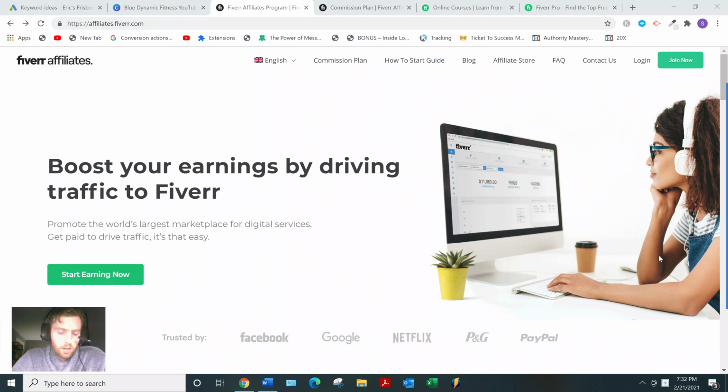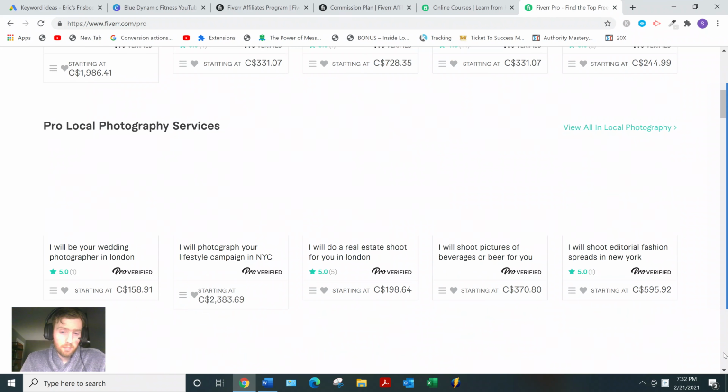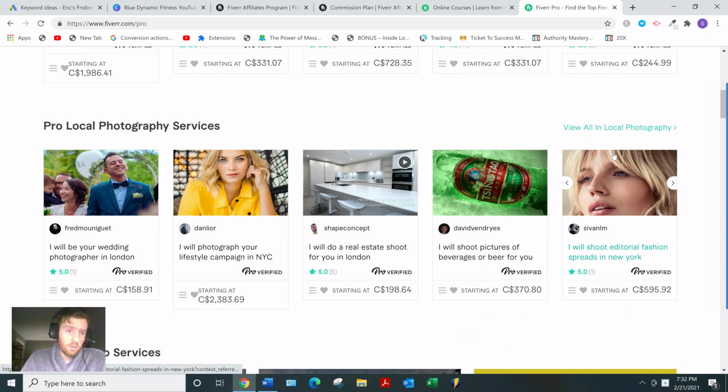Fiverr Pro, it's an upgrade to the standard service. So people basically charge higher prices and it's higher end work. So this is what Fiverr Pro looks like. See, as opposed to charging maybe five or 10 bucks, they're charging, you know, in the hundreds.